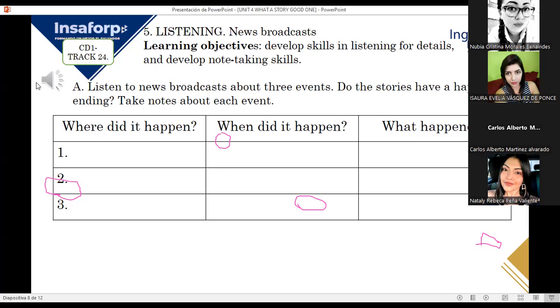Page 24, exercise 5, listening, news broadcasts, part A. Listen to news broadcasts about 3 events. Do the stories have a happy ending? Take notes about each event. 1.